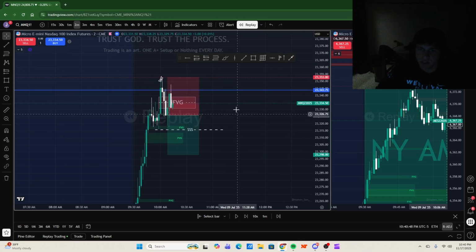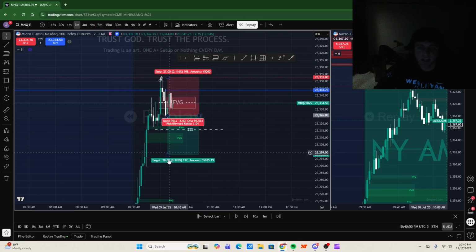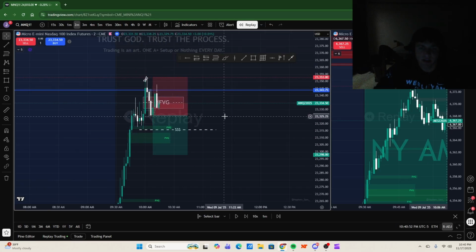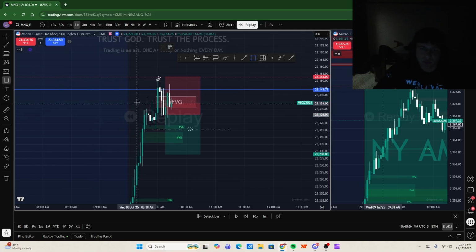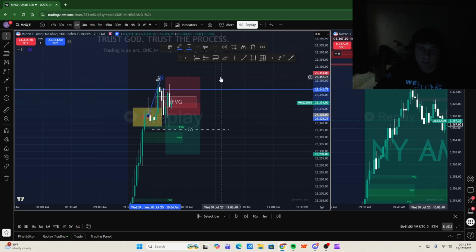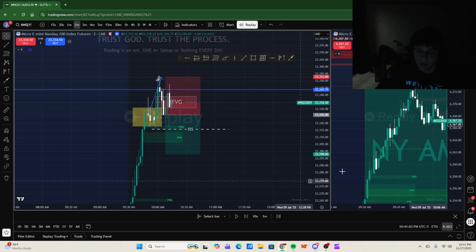This is what I want to see. I want to see an immediate reaction. I like the SMT internally. I like 10 a.m. doing the work. What does this look like? Accumulation, 10 a.m. candle opens up, and now we're expecting to distribute lower.